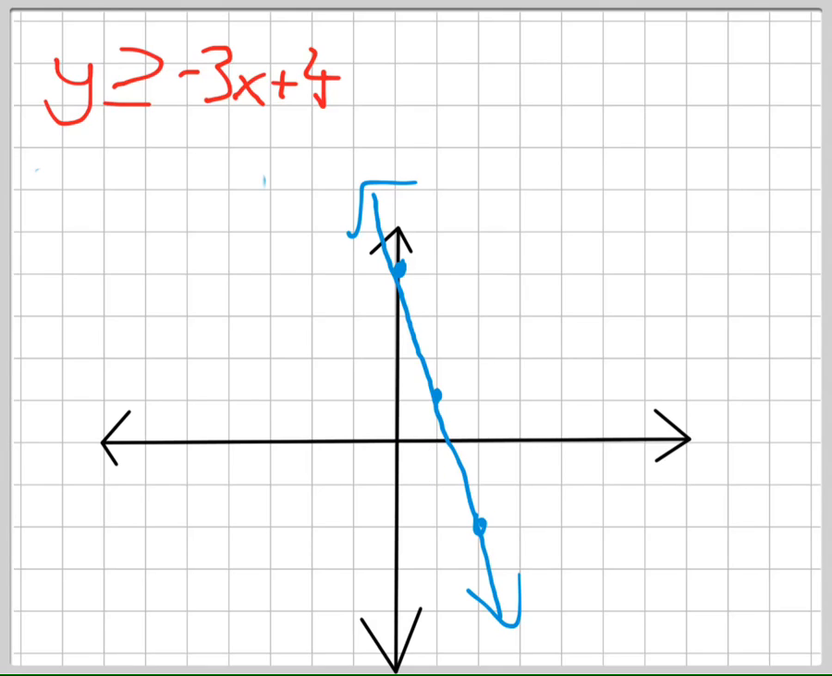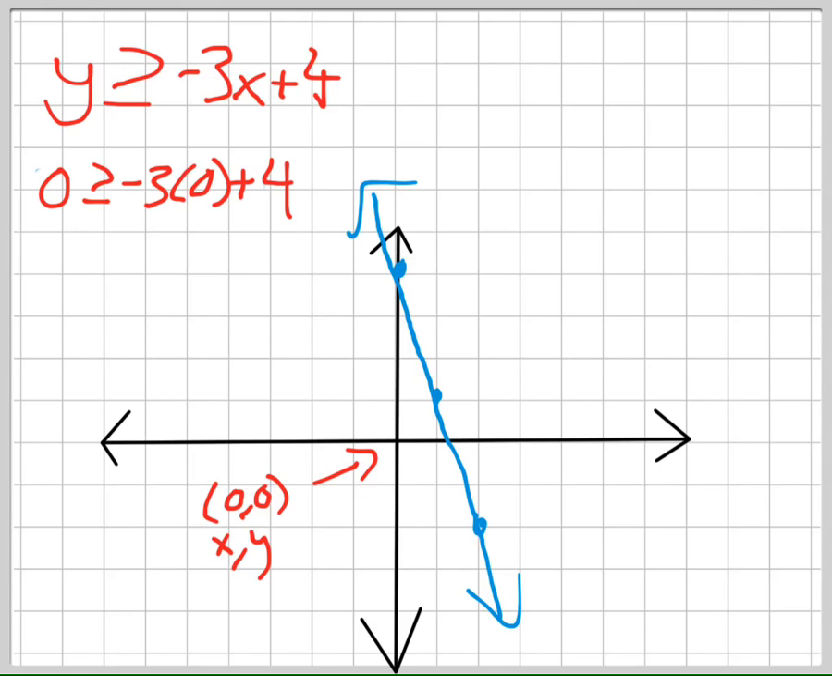What's this coordinate? 0, 0, right? That's 0, 0. That's x is 0, y is 0. Let's test out this coordinate here in this equation. If I plug in 0 for y and 0 for x, I get 0 greater than or equal to negative 3 times 0 is 0, plus 4. So I get 0 greater than or equal to 4.